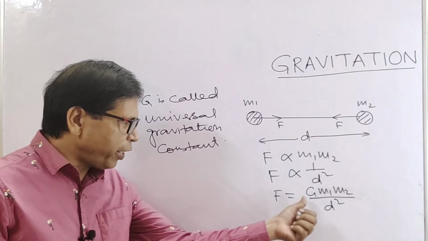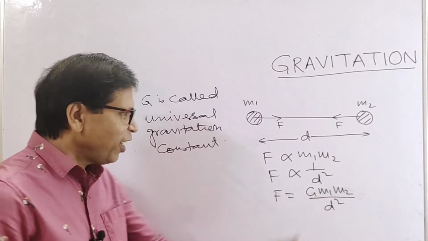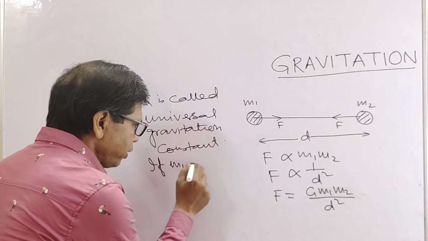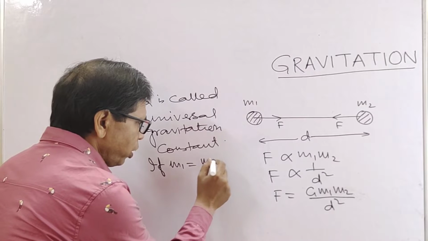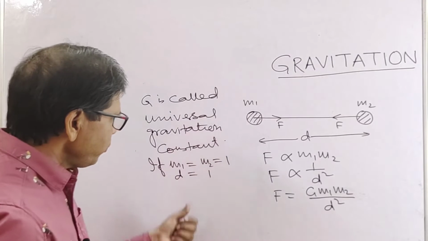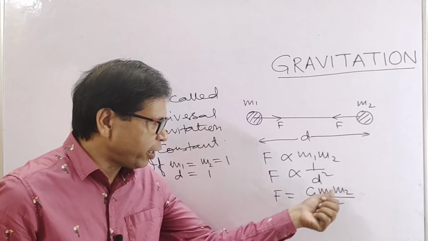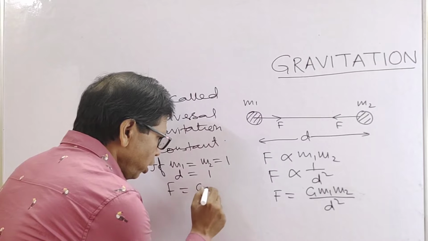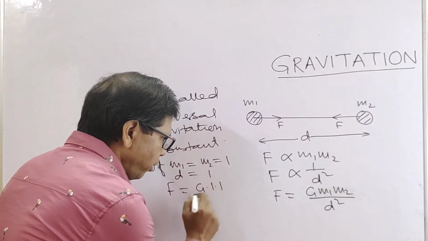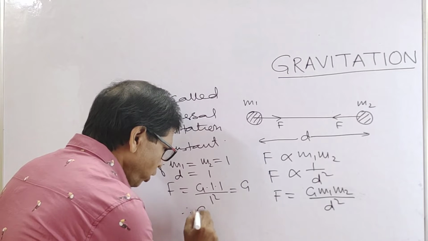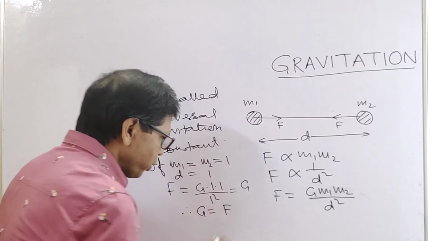Now we define capital G. Look at this, if m1 equal to m2 equal to 1, and d equal to 1, then by putting this in this equation, we get F equal to G into 1 by 1 square. So this is the G. Therefore G equal to F.